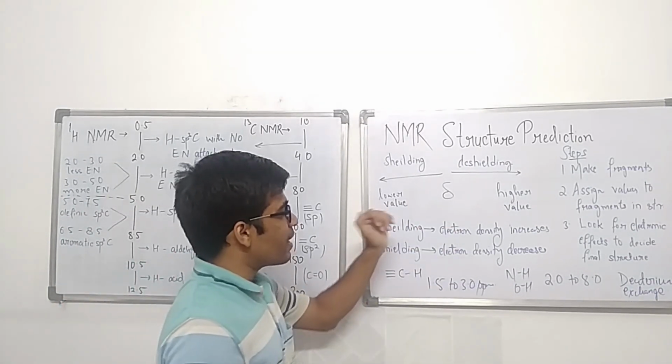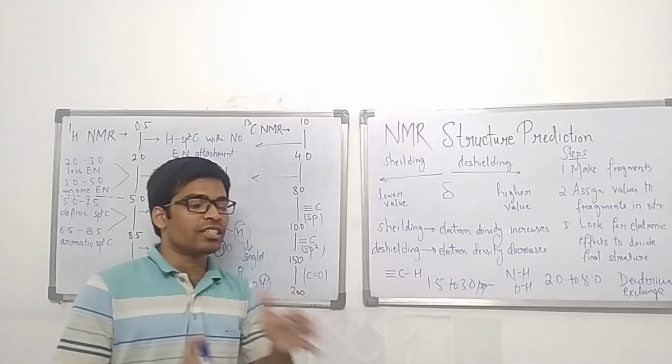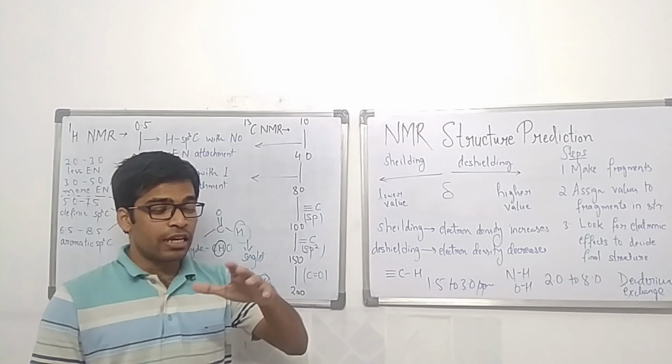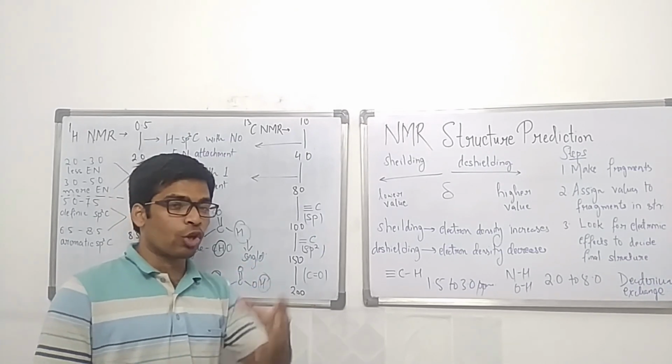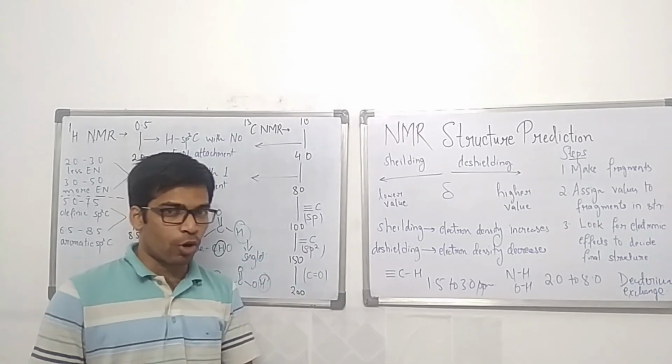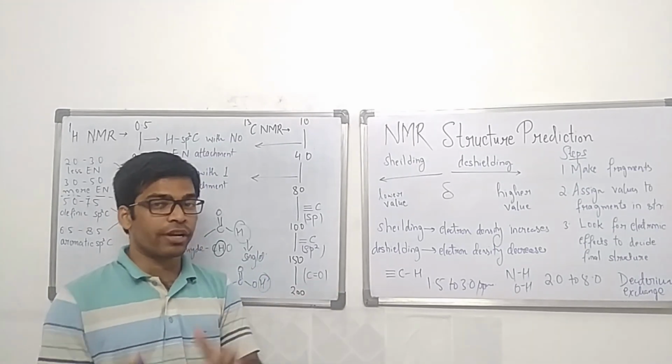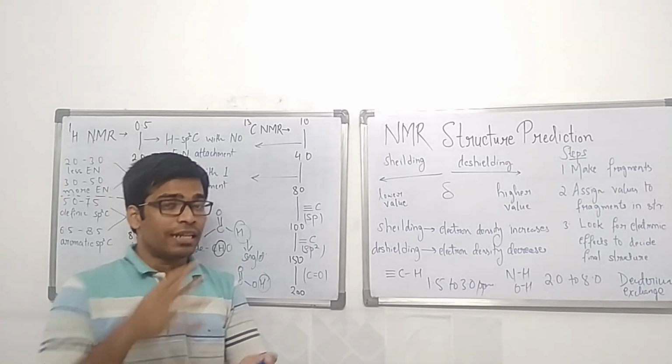Now, just a brief idea: if a proton is attached to a carbon which has an electronegative attachment, what it is doing is withdrawing the electron density from the CH bond. As a result, the proton becomes less electron dense. The electron density on the proton decreases.